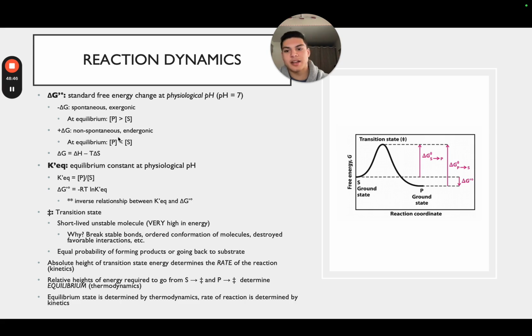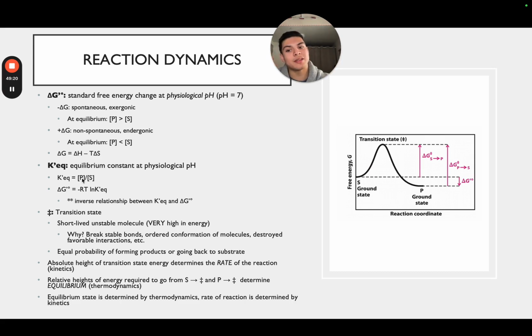And then, as we were talking about equilibrium, the equilibrium constant at physiological pH is simply the products divided by substrates. We already talked about association, dissociation, product ligand divided by PL. And so the way to relate the equilibrium constant is that delta G naught, or standard, is equal to negative RT natural log of the equilibrium constant. And again, there's this inverse relationship of Keq and delta G. So if Keq is large, that means that delta G is negative, right? And this should make sense.